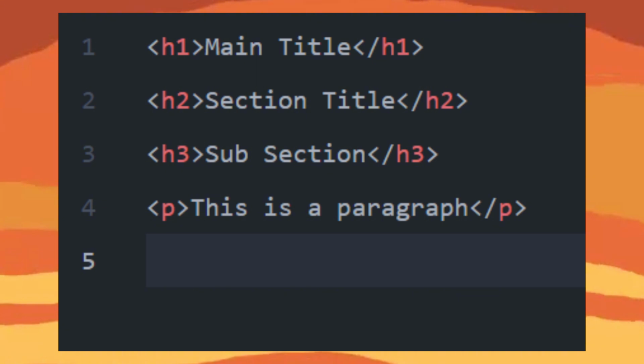Some of the most common HTML tags are headings and paragraphs. HTML has heading levels from h1 to h6. h1 is usually used for the main title of the page, h2 for sections, and h3 to h6 for smaller subsections.